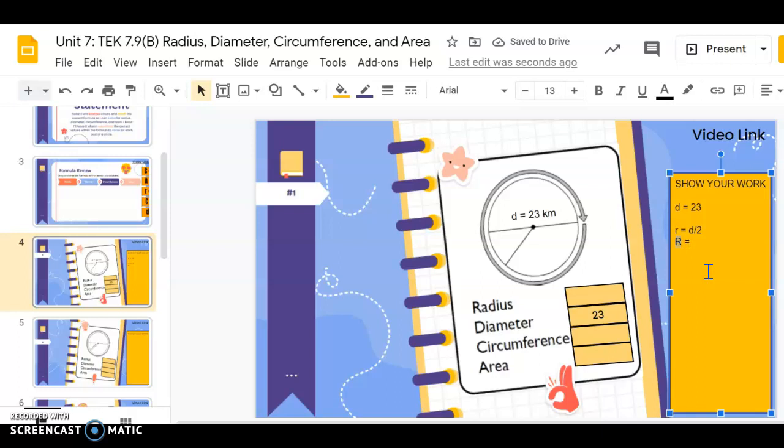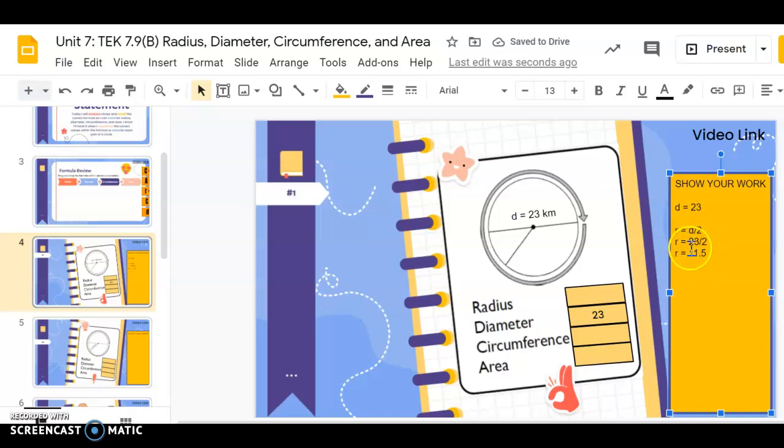So now we just need to make sure this uppercase R stays as a lowercase r. My d, look, up here it says d equals 23. So I'm going to replace that d with 23, put down my divided by 2, and go ahead and solve for that. r equals 23 divided by 2 is 11.5. I know that because I just divided. You don't actually need a calculator for that.